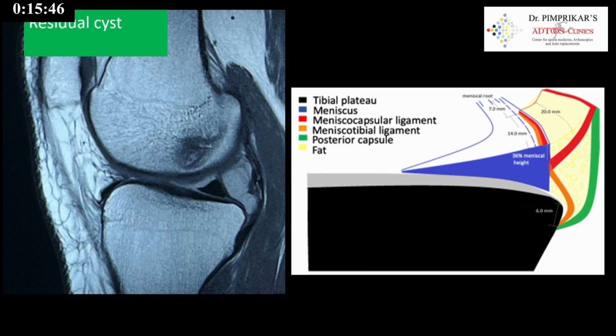So if you see this MRI now, that is the articular capsule, this is the meniscus, this is the superior surface of the meniscus, this is probably the meniscocapsular ligament, and this is the meniscotibial ligament.